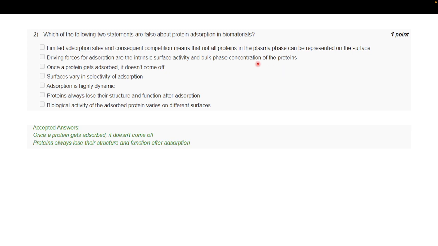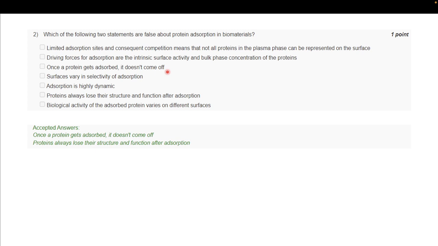Driving forces for adsorption are the intrinsic surface activity and bulk phase concentration of the proteins. This is also correct, because the surface of the biomaterial is very active and it can interact with the proteins, and since these proteins are present in bulk, these are the driving forces for the proteins to adsorb on the surface.